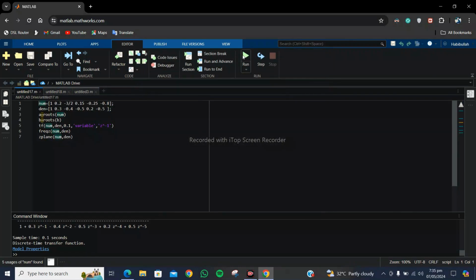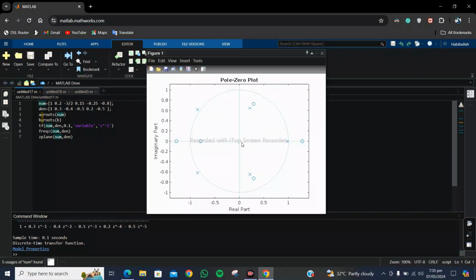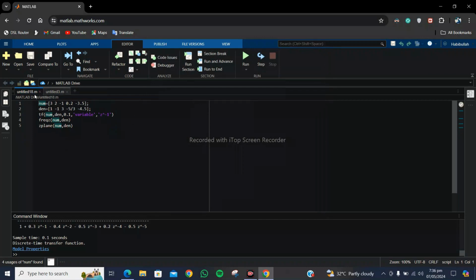I'm going to run this task. Here there are five poles, and two are conjugate to each other, but two are outside the unit circle, so the system is unstable. Moving towards the next task.